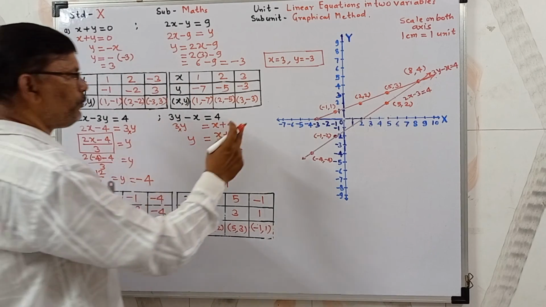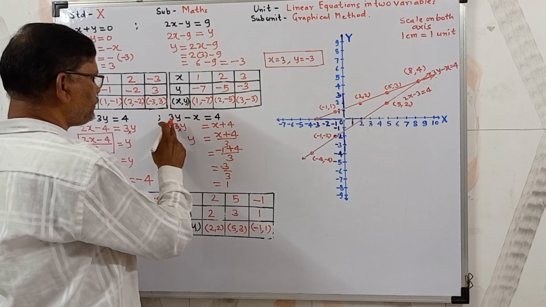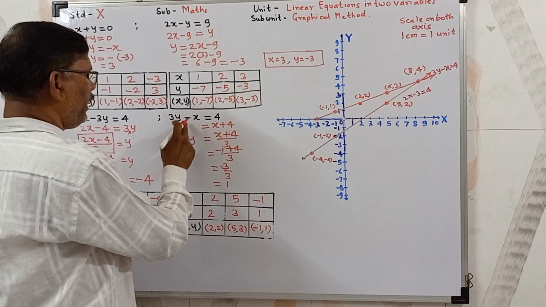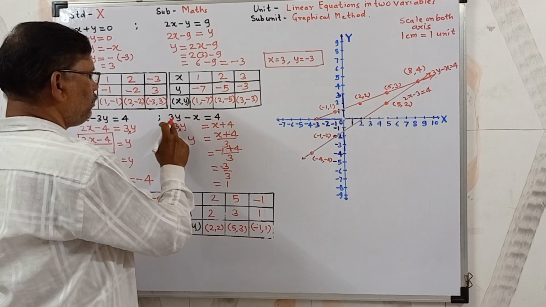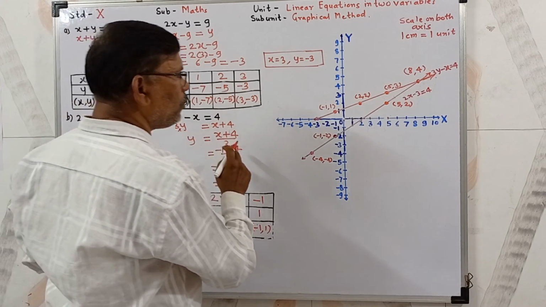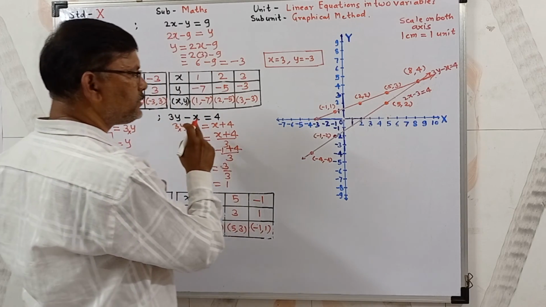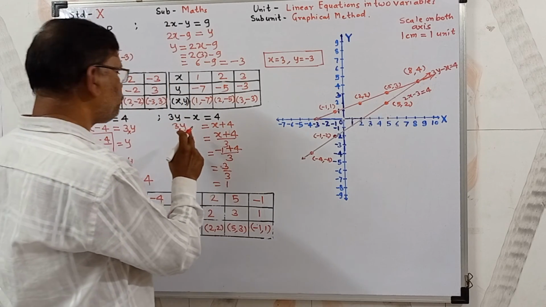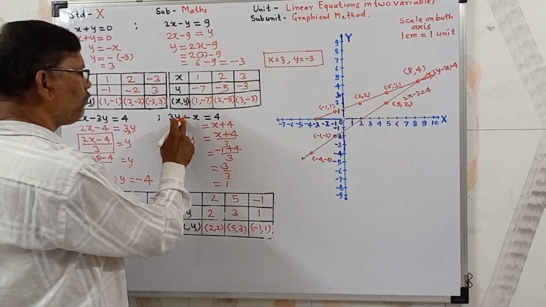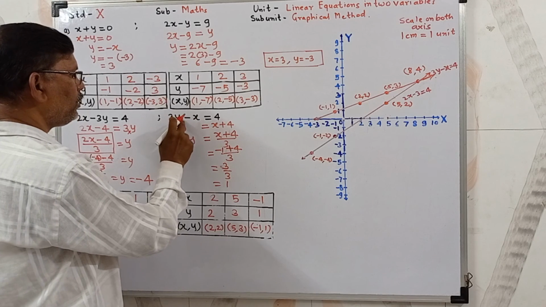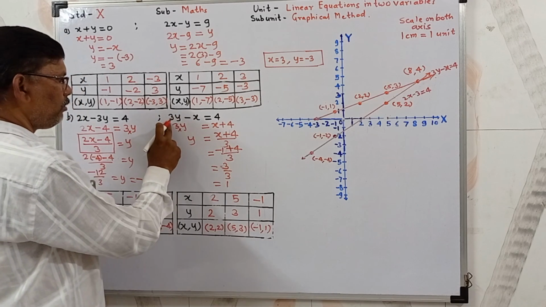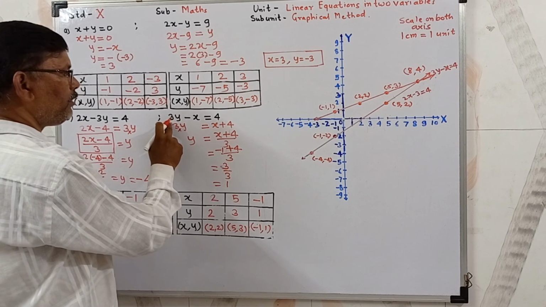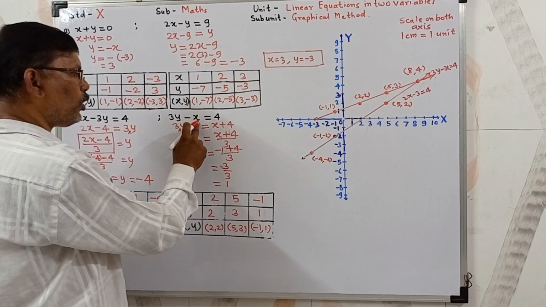Listen here, when we put x is 8 and y is 4, x is 8 and y is 4. 4 into 3, 12. 12 minus 8 is equal to 4.